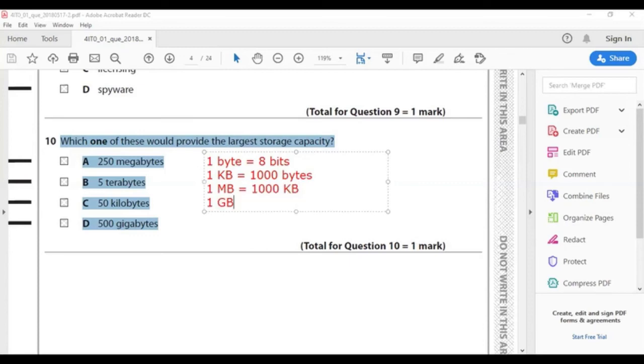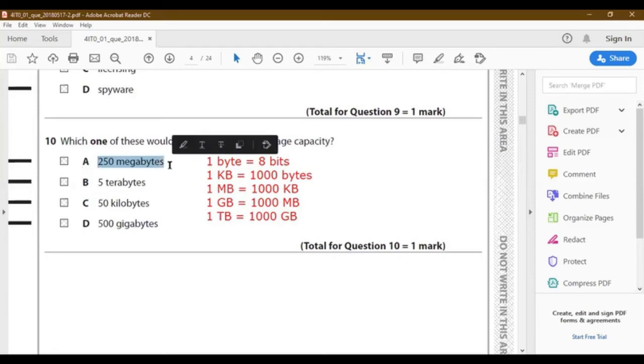1 gigabyte equals what? Sir, 1 gigabyte equals 1,000 megabytes. Very good. After a gigabyte comes what? Terabyte. So 1 terabyte equals how many? 1,000 gigabytes. Right? So if you know this table, then you should be able to understand what these figures are representing on the slide.